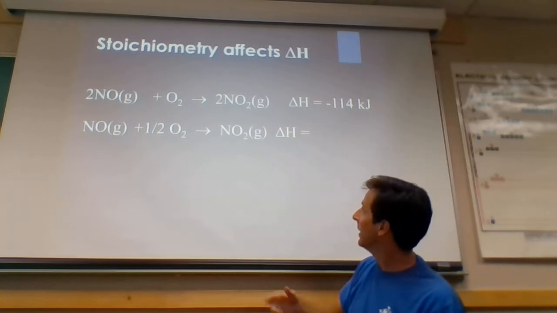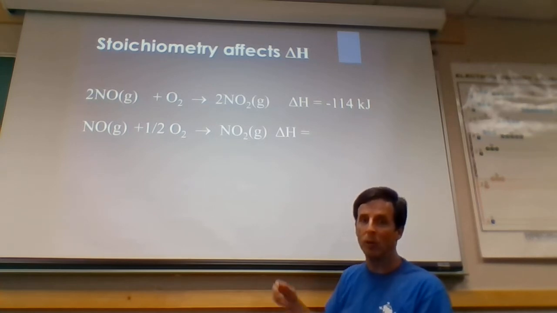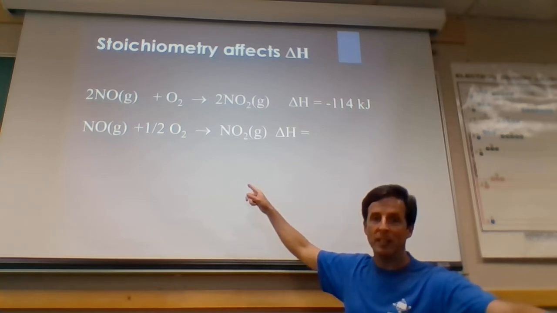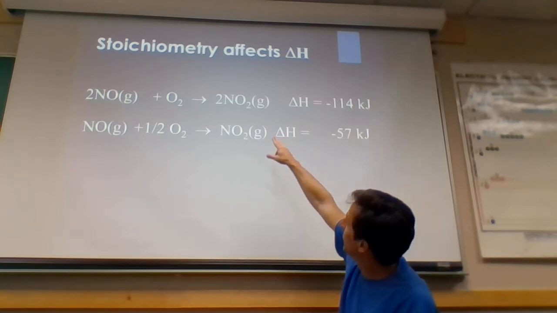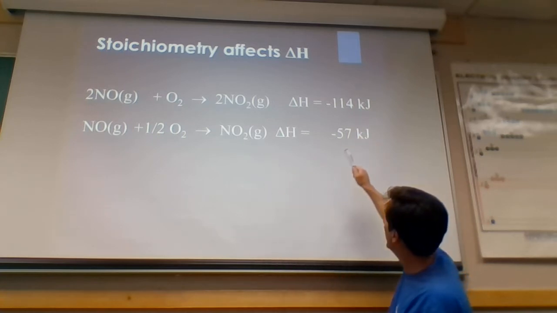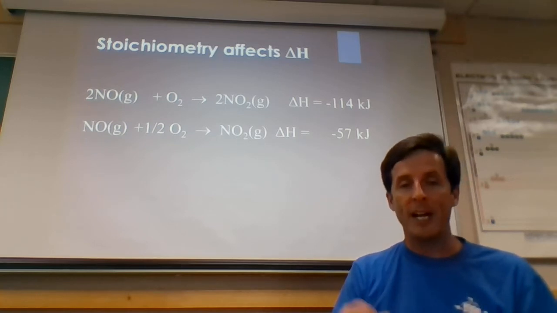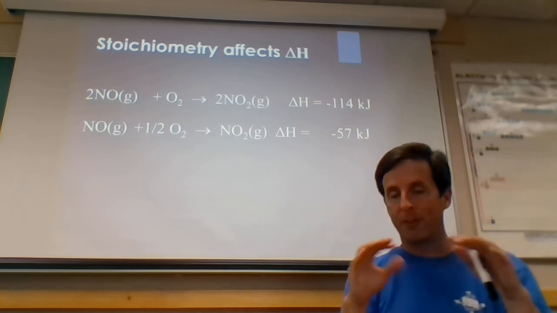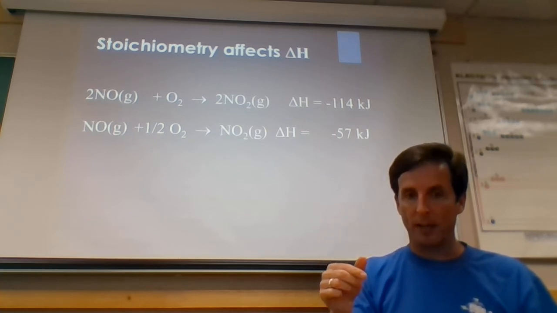And if I'm only making half as much of the product, then it should make sense to you that it's only going to release half as much heat. So the delta H of the second reaction is going to be half the first reaction. If I make 2 moles of NO2, it'll give off 114 kilojoules. If I only make 1 mole of NO2, it'll give off 57 kilojoules. So that's an important relationship: if you ever change the coefficients, if you double them or triple them or quadruple them, or cut them in half, whatever you do to the reaction, delta H is going to change in the same way.